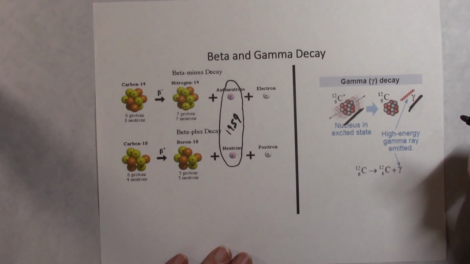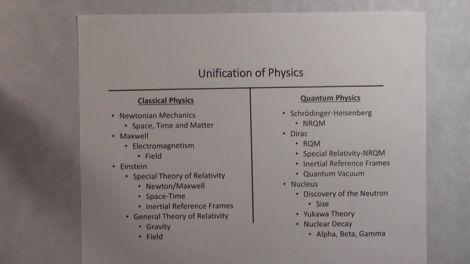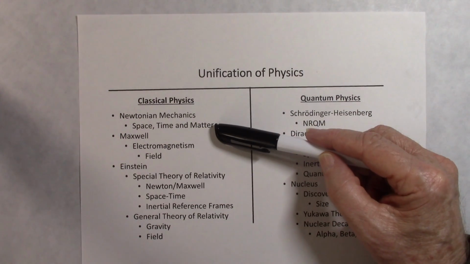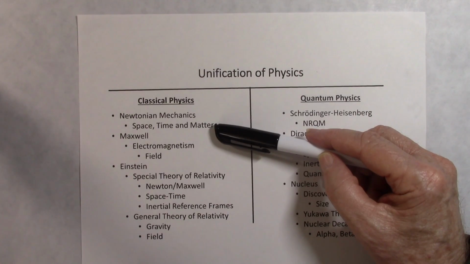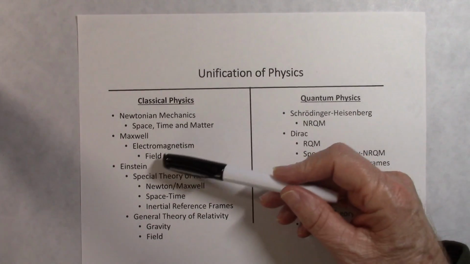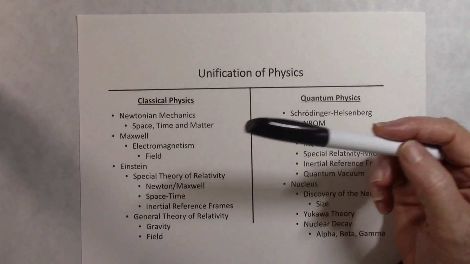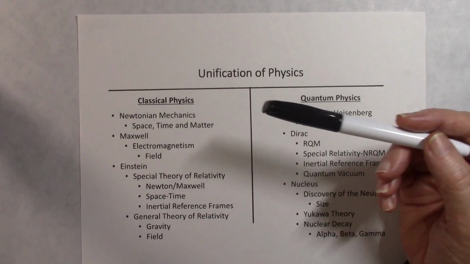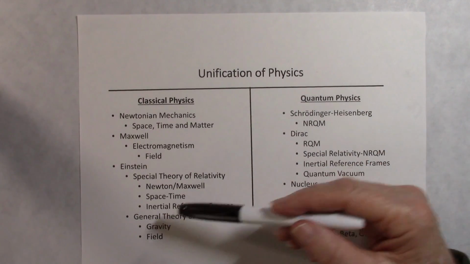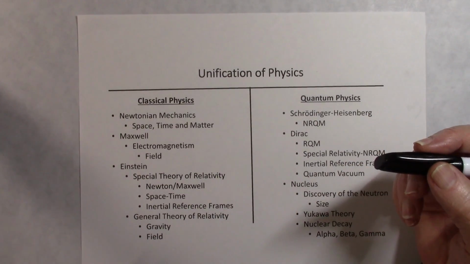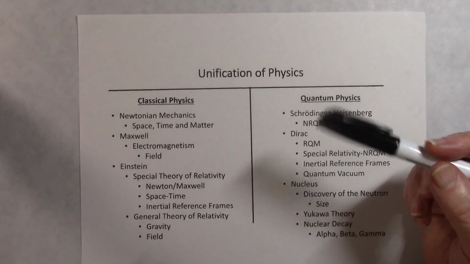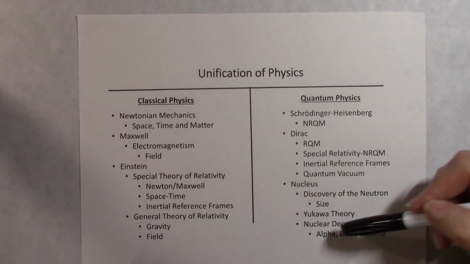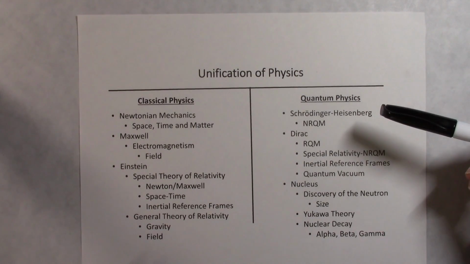Okay, those are the three types of decays. Here's what we've covered so far. On the left side of the ledger, classical physics, we've talked about Newtonian mechanics and its concepts of space-time and matter. We've discussed Maxwell's electromagnetism. It's a field theory. We've discussed Einstein's theory of special relativity, which removed the contradictions between Newtonian mechanics and Maxwell's theory by unifying space with time. They only applied to observers in inertial reference frames. And then we talked about the general theory of relativity, which is our current theory of gravity, and it's also a field theory.